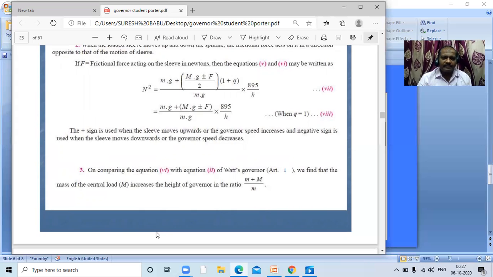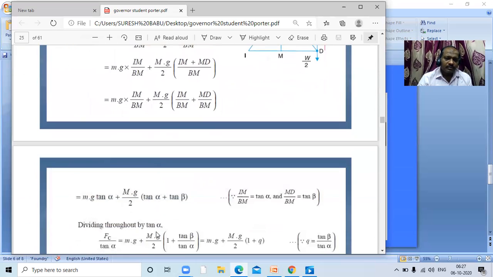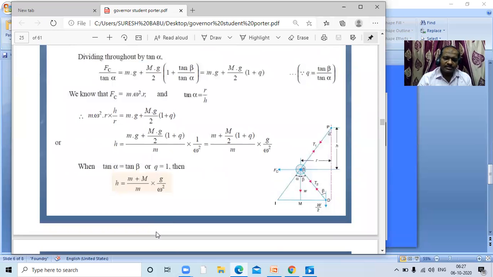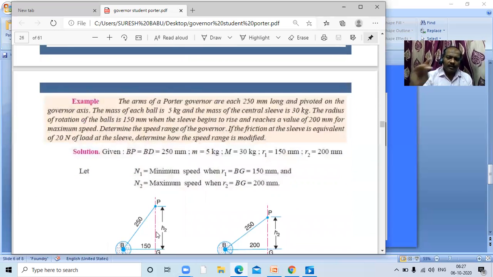So on comparing the equations of Watts governor, we found that as the mass of the center load capital M increases, the height of the governor changes in the ratio small m plus capital M by M. So we have solved the derivation of the equation for a Porter governor. The aim of the class is to find the parameters of a Porter governor with respect to speed. So we have found that speed.